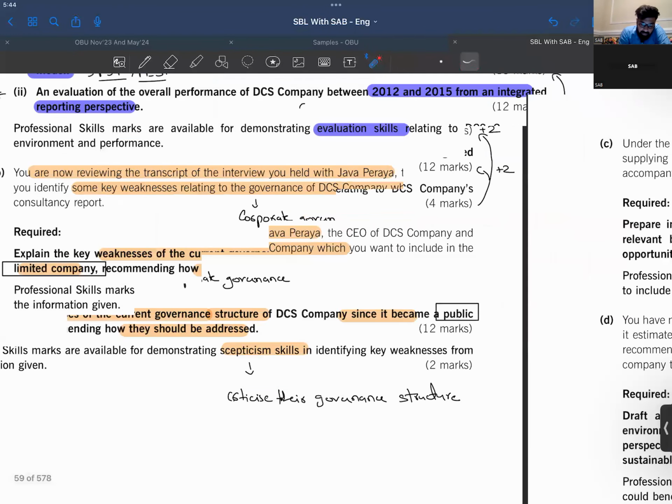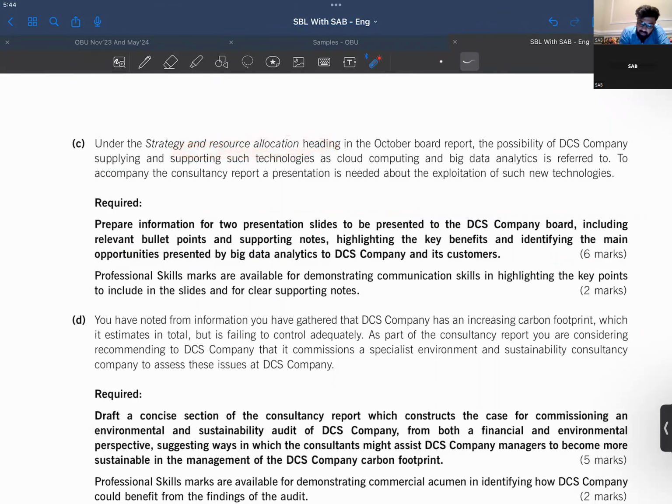Now, under the strategy and resource allocation heading in the October board report, they asked about the possibility of DCS company supplying and supporting such technologies as cloud computing and big data analytics. Again, these are the topics which we are going to cover before attempting this, right? To accompany the consultancy report, a presentation is needed about the exploitation of such new technologies, right?